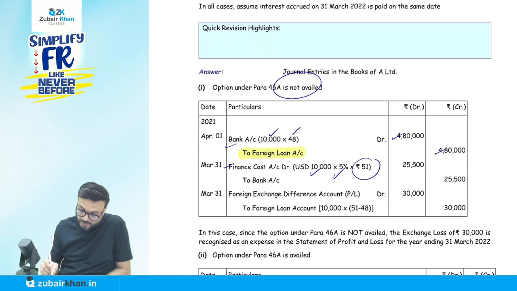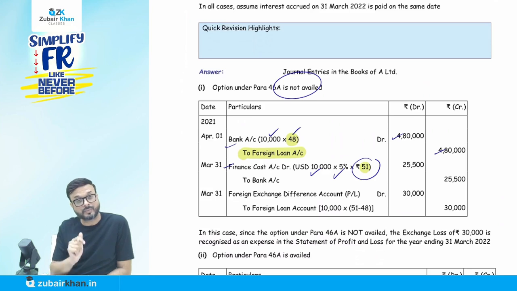Why have they multiplied by 51? Because when we borrowed, the rate was 48. Now when you calculate the amount of interest, you multiply by 51, because we have to pay the interest at the end of the year. What is the exchange rate at the end of the year? 51. That's why 51. This is the amount of interest.